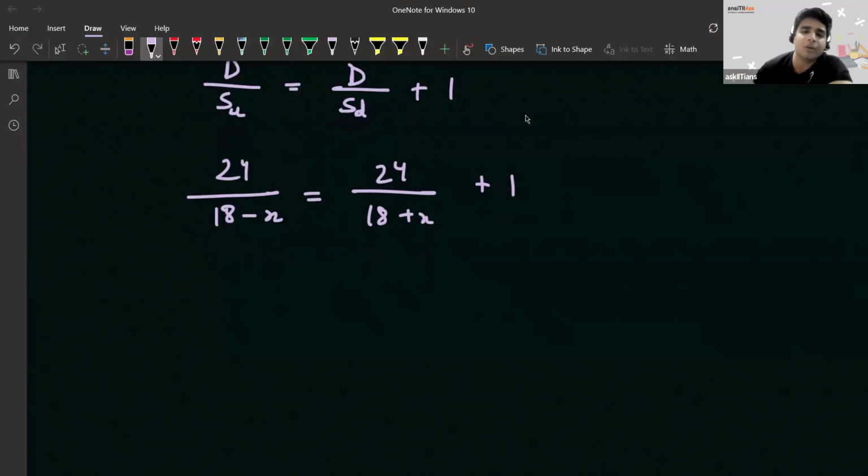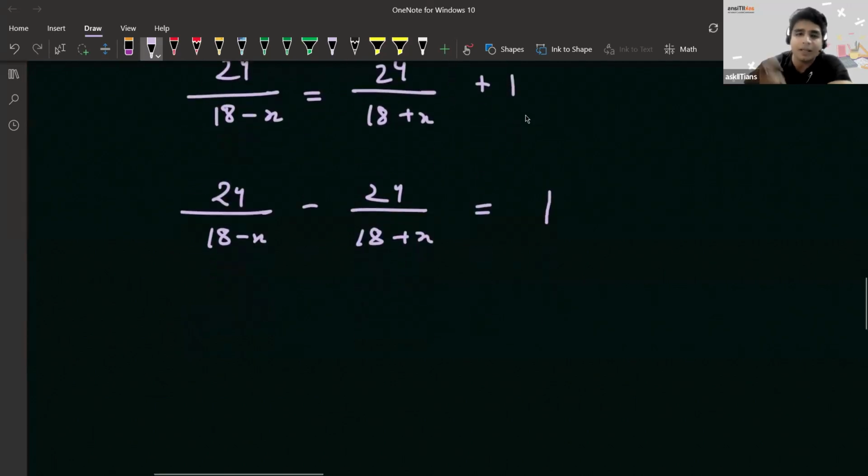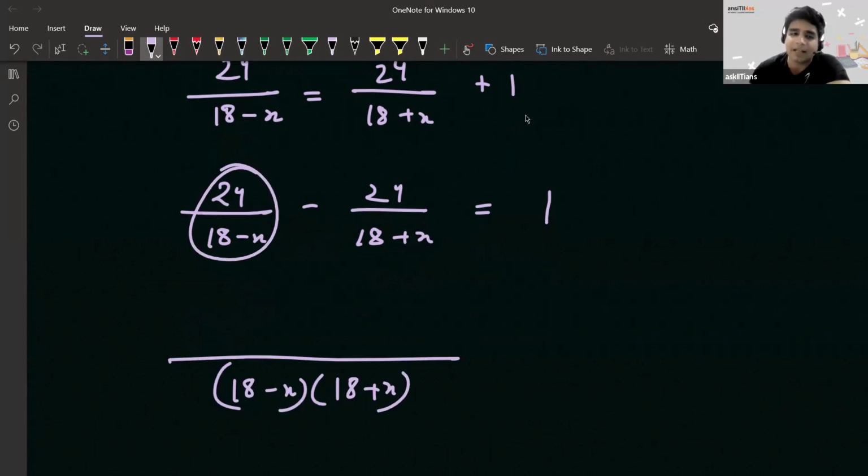So now, everyone, what we are going to do is transpose this to the other side. So it will give me 24 upon 18 minus x minus 24 upon 18 plus x, which is equal to 1, right? And then what am I going to have, everyone? Very simple. I'm going to take a common denominator. In this case, both my denominators are different, so I'm going to multiply both my denominators together. 18 minus x times 18 plus x will be my common denominator. So I will multiply the numerator and denominator accordingly.